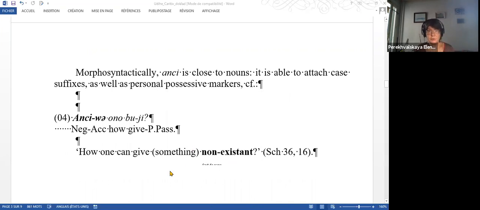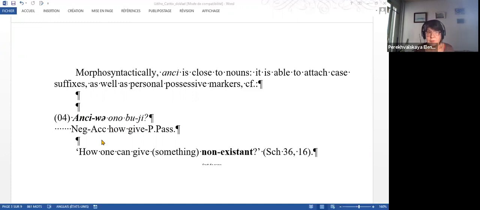Morphologically, anchi is close to nouns. It is able to attach case suffixes as well as personal possessive markers. I have very many examples with all possible case markers. Here is one where anchi is used as just a word. It is not even a negation. Anchi, or 'no', is something that is not there, here in the accusative.